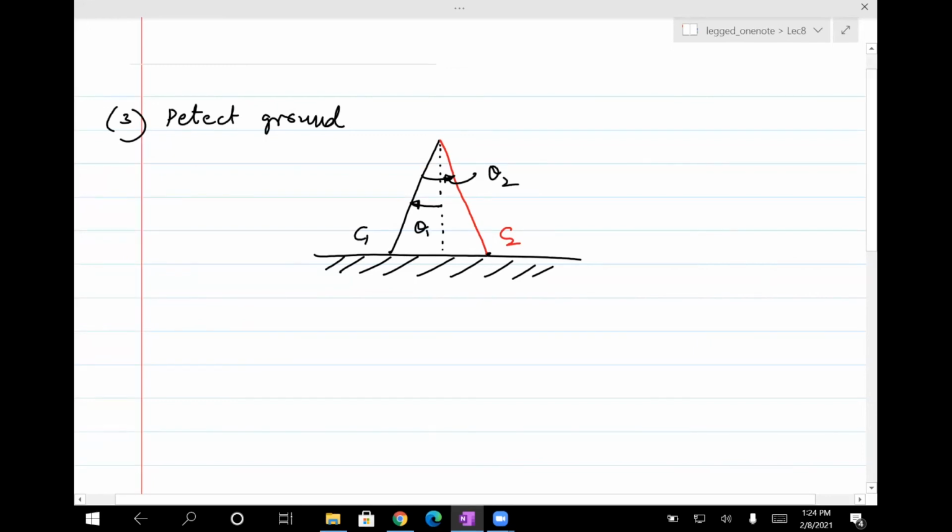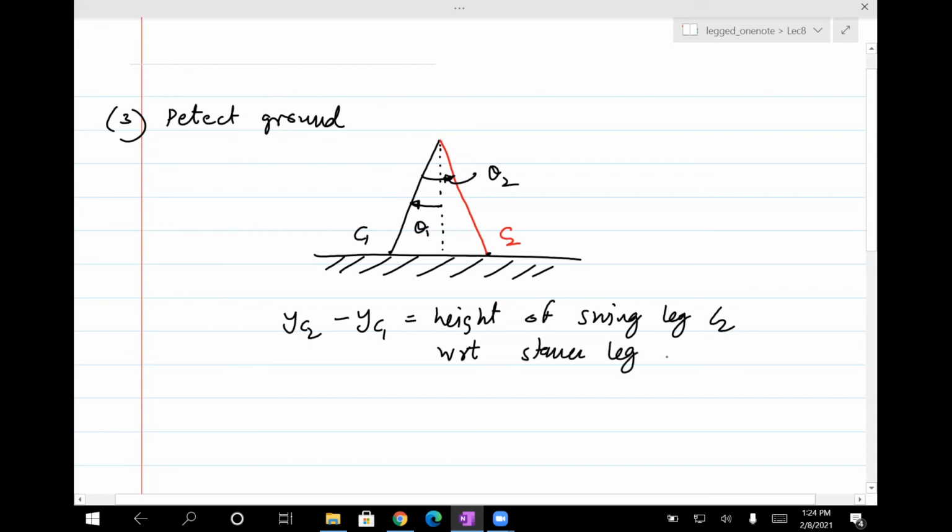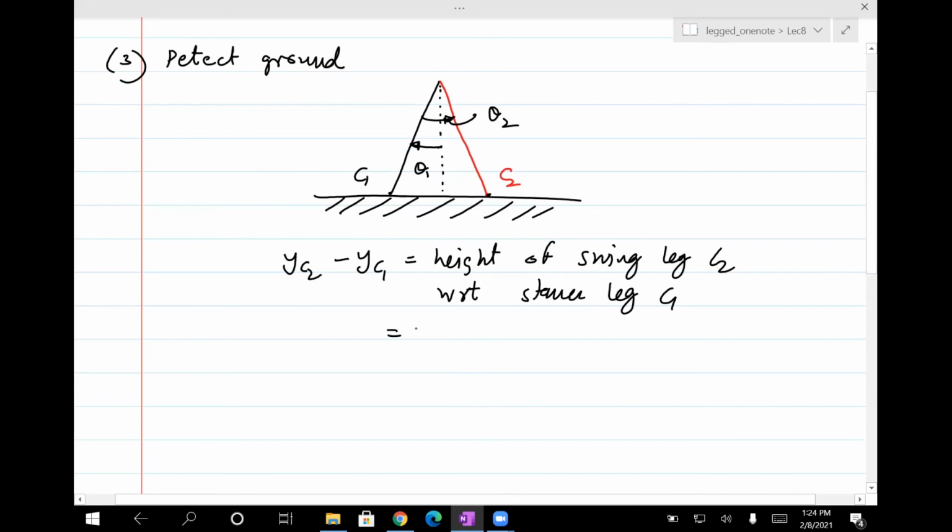One way of doing this, and this is how people do it, is they find the height. They find the position of C2 with respect to C1, and that's the height of the swing leg, which is C2 with respect to the stance leg, C1. Whenever this value is equal to 0, that means YC2 is the same as YC1, so you need to stop the integration. This is where you detect the ground. That's what they'll do normally.